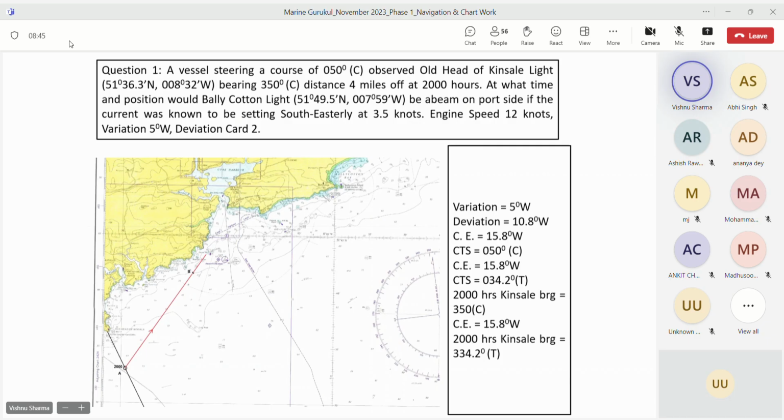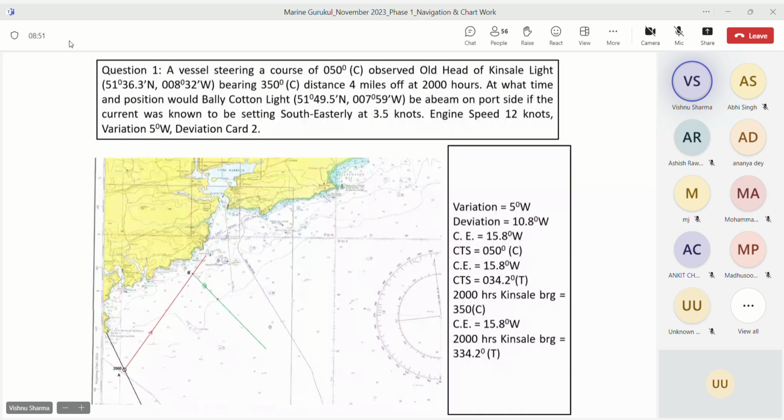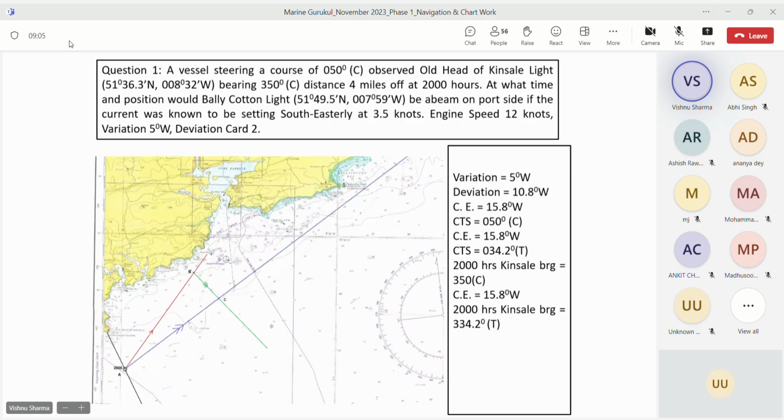Then where do I apply the current, at A or B? B. So I apply the current at B. And what will be the drift in 1 hour? It will be 3.5 miles. So we get point C. Now, if I join AC, I'm sure all of you know AC will be the course made good.